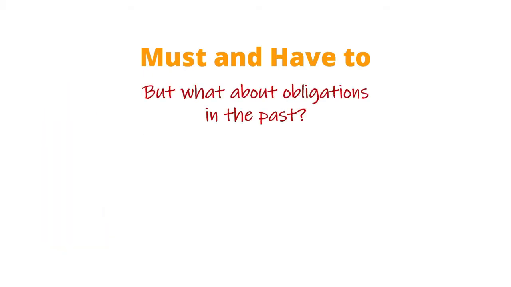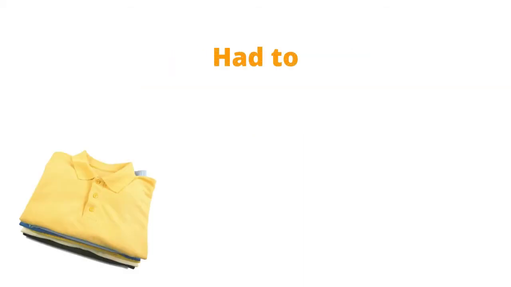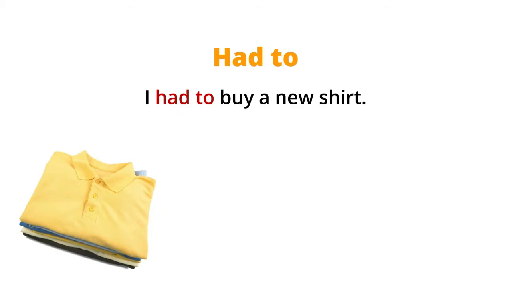So I hear you ask, what about obligations in the past? Now, how do we talk about these obligations when we're talking about the past? Well, the problem with modal auxiliary verbs like must is that they don't transfer into the past very well. So we tend to use the past tense of have to, which would be had to. So here are some example sentences.